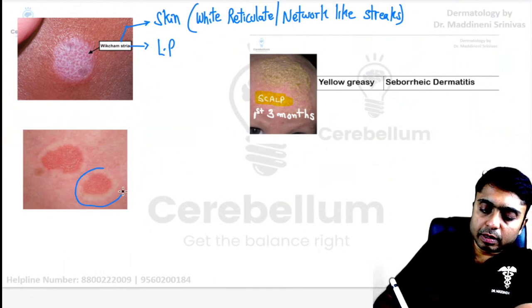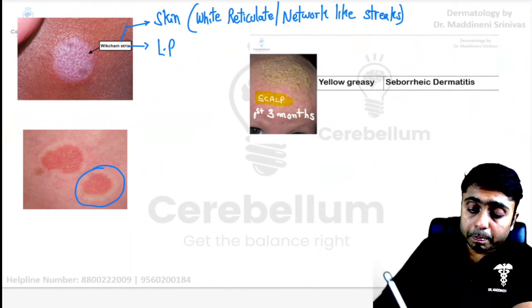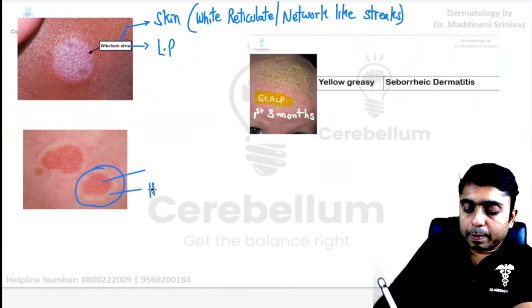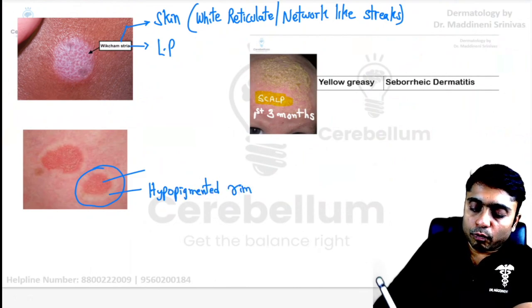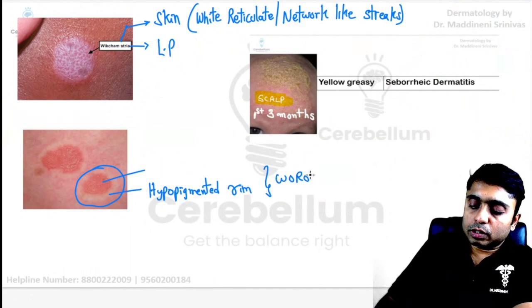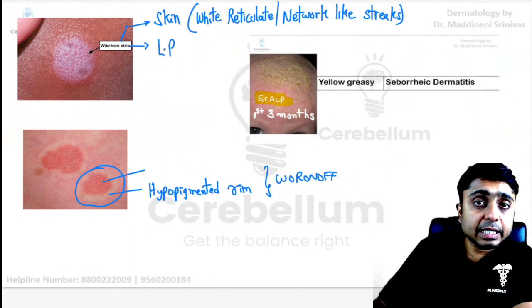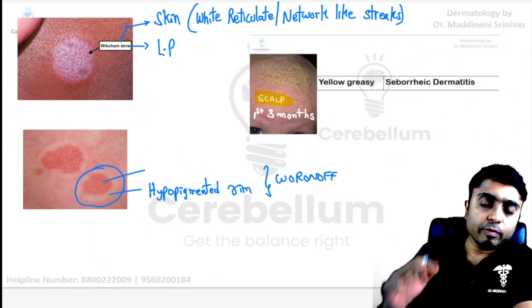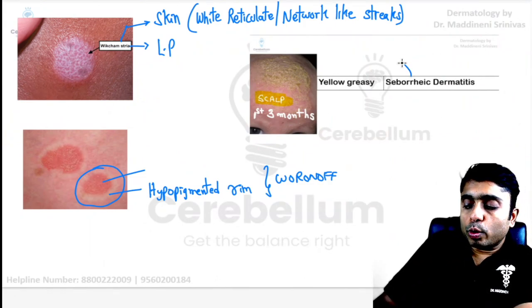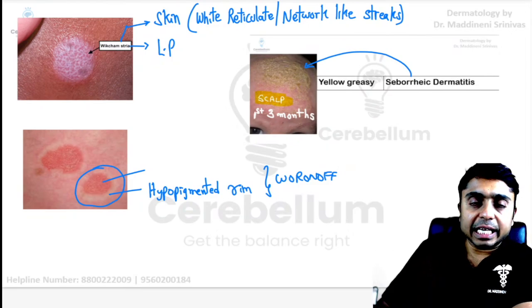This is the next image where you are able to see an erythematous patch at the center, and at the periphery you are able to see a white or hypopigmented rim. This is what is referred to as Woronoff ring. So the combination is called Woronoff ring, which is classically seen in psoriasis patients who are undergoing phototherapy. This is the image of seborrheic dermatitis showing yellow greasy scales present over the scalp.